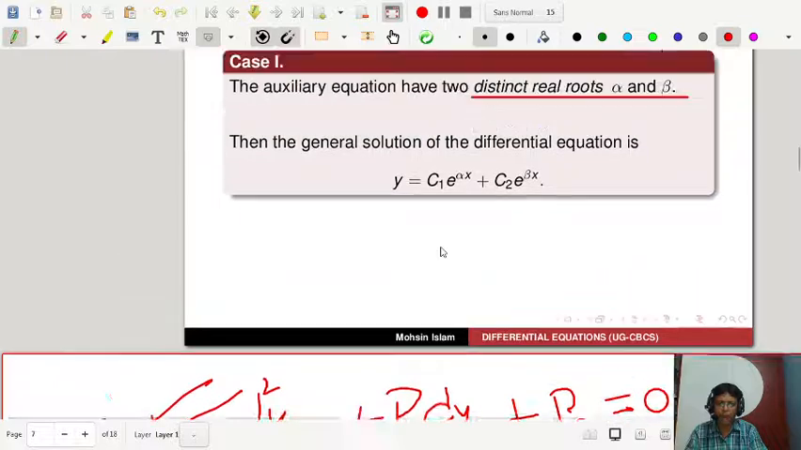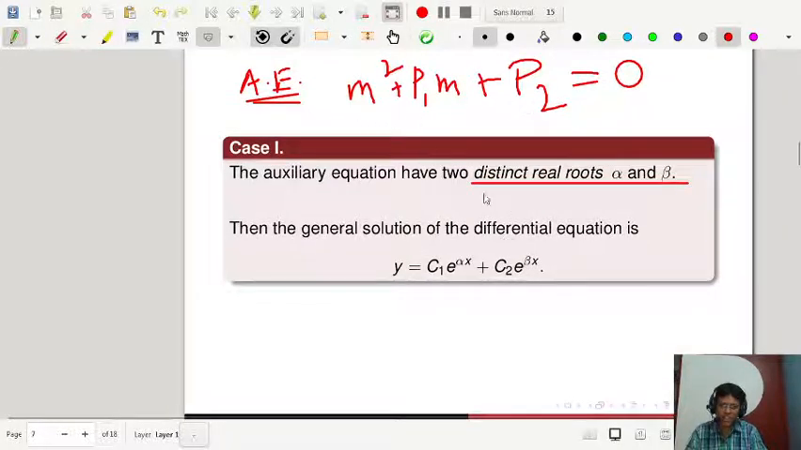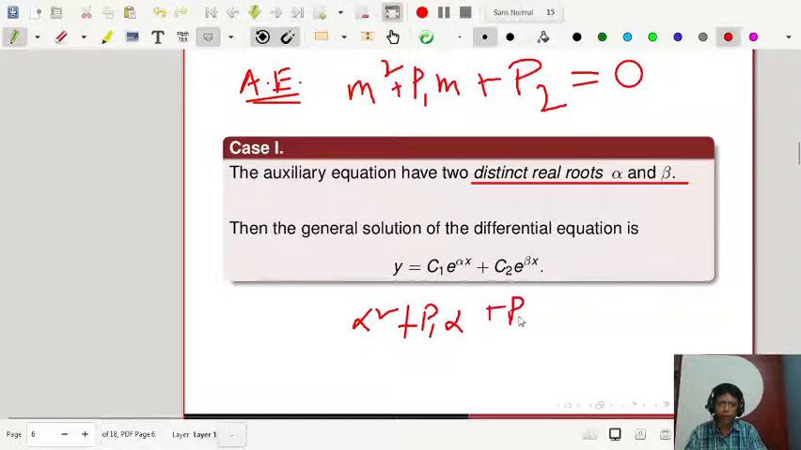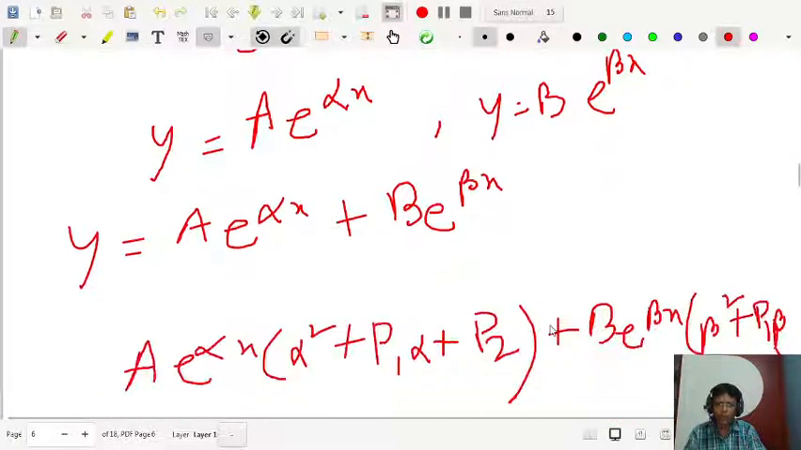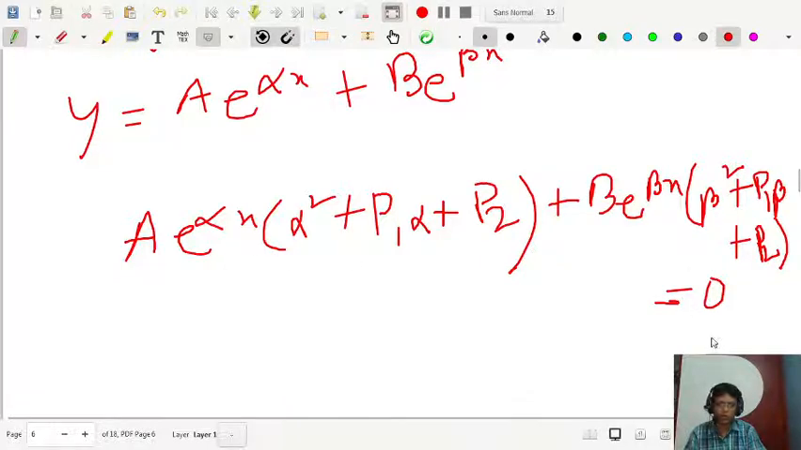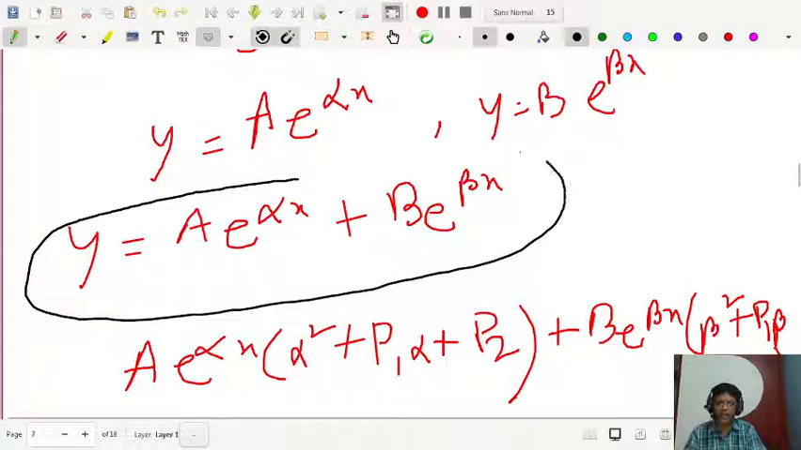Now alpha and beta are the two distinct roots of this auxiliary equation, so alpha and beta must satisfy this equation. That means alpha square plus p1 alpha plus p2 equal to 0, and beta square plus p1 beta plus p2 equal to 0. If these are equal to 0, then this expression will be 0. So this verifies that a e to the power alpha x plus b e to the power beta x is a solution of the differential equation.